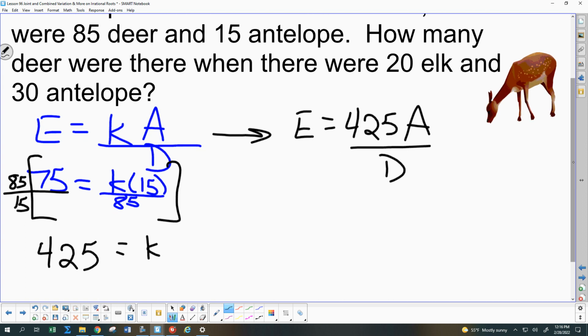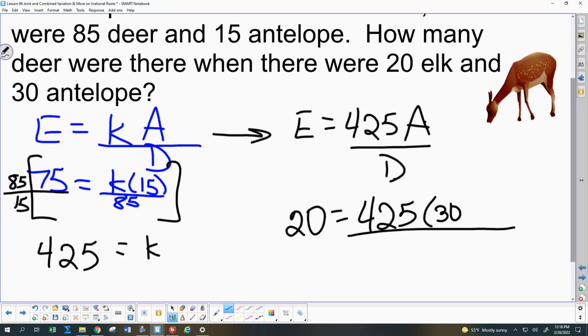Now for case 2, how many deer were there when there were 20 elk and 30 antelopes? So we plug them in, whichever one we know, we plug it in wherever that variable happens to be. So 20 elk, that goes over here. Keep the 425. 30 antelope, that's the A. So the D that I need is in the denominator. Who remembers what I do to get D by itself now?